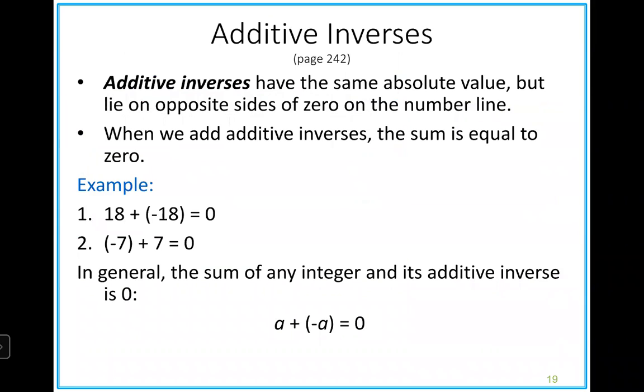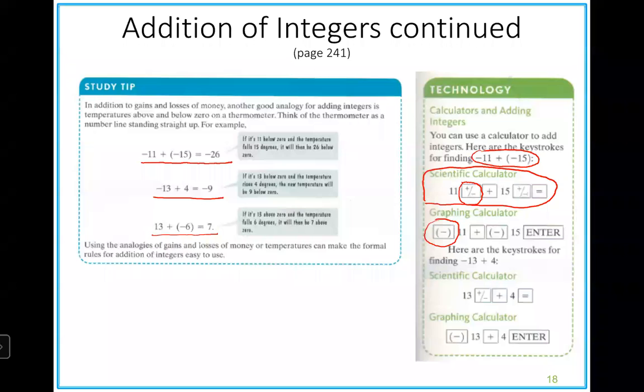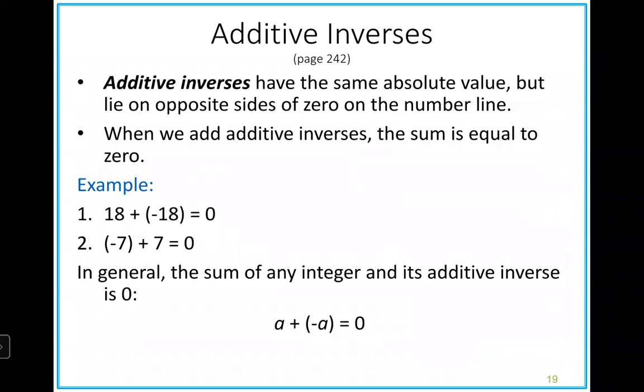All right. Now, another term aside from absolute value that's useful when we're dealing with integers is what is referred to as the additive inverse. Additive inverses have the same absolute value, but lie on opposite sides of 0 on the number line. When we add additive inverses, the sum is equal to 0. So for every number except 0, there is an additive inverse.